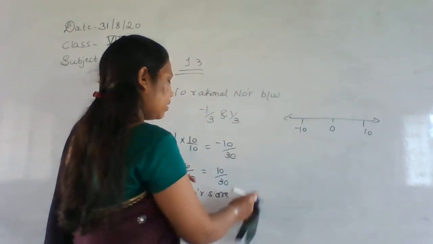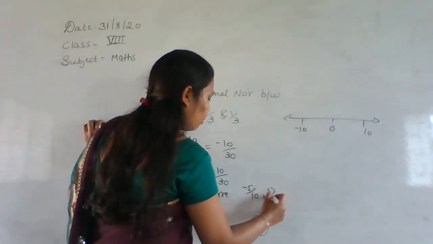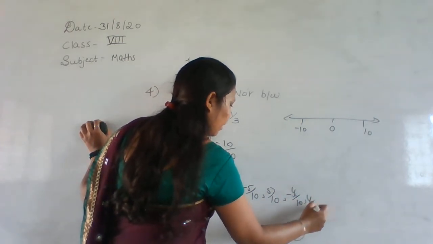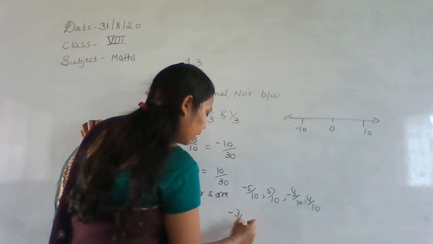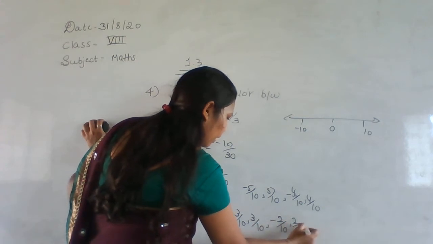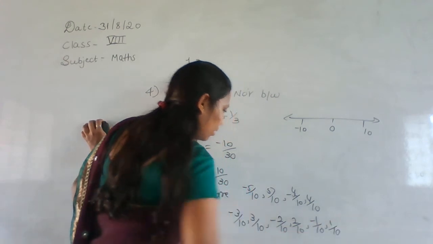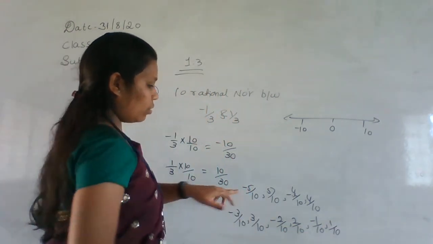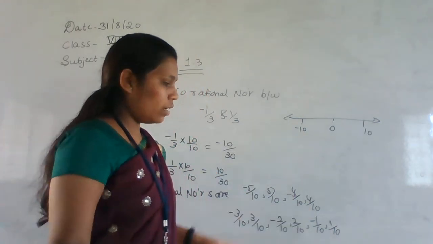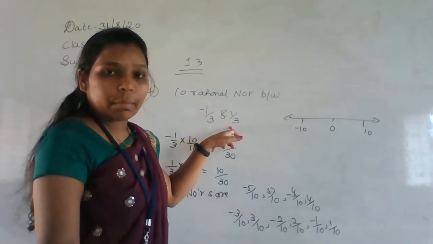Whatever the values you are writing, you have to write the positive value. Minus 5 by 10 and 5 by 10. Next minus 4 by 10 and here 4 by 10. Next minus 3 by 10 and here 3 by 10. Minus 2 by 10 and 2 by 10. Minus 1 by 10, here 1 by 10. Okay. 1, 2, 3, 4, 5, 6, 7, 8, 9, 10. Right. So these are the 10 rational numbers in between minus 1 by 3 and 1 by 3.